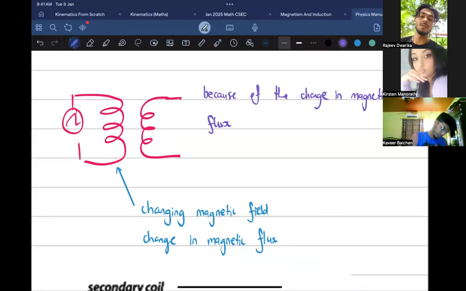So what it's saying is you have an induced EMF. What's EMF? That's a fancy word for voltage. So because of the change in magnetic flux, you have an induced voltage. Anytime there's a change in magnetic field, a voltage is induced. Because of the change in magnetic flux, a voltage and current is induced.